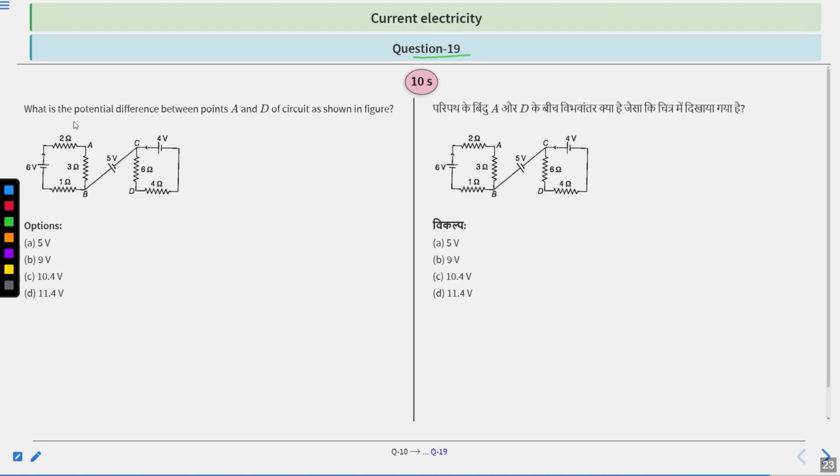Question 19. The question is, what is the potential difference between points A and D of the circuit as in its figure? This is the figure, and the question asks what the potential difference is between A and D. The given options are: option A is 5 volt, option B is 9 volt, option C is 10.4 volt and option D is 11.4 volt. Which one is correct? You have 10 seconds to solve this question. After 10 seconds, we will provide the solution.